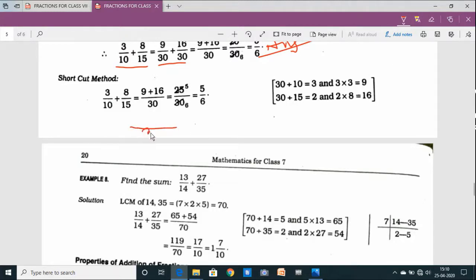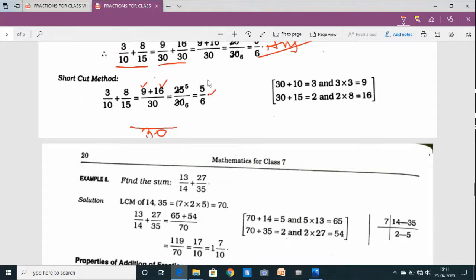The LCM is 30. 30 will be divided by 10, we obtain 3. So 3 will be multiplied by 3, so it obtains 9. Again, 30 will be divided by 15, we obtain 2, so 2 will be multiplied by 8, it becomes 16. And when both are added, it becomes 25 by 30. 5 is the common divisor and it will be divided by 5, so we obtain 5 by 6.